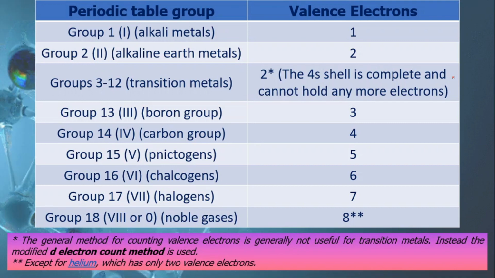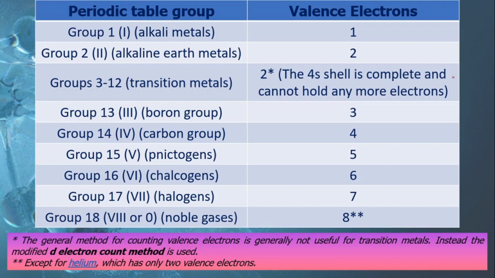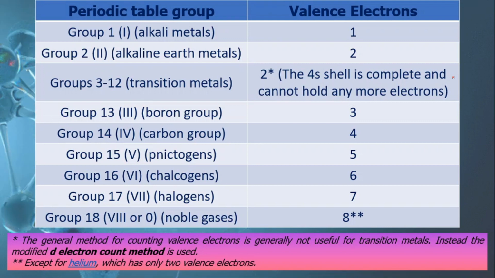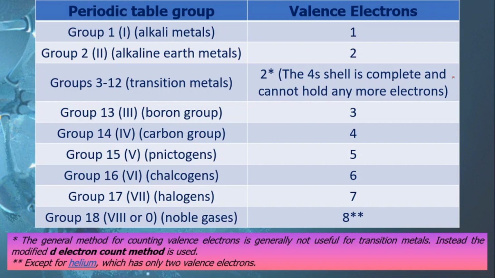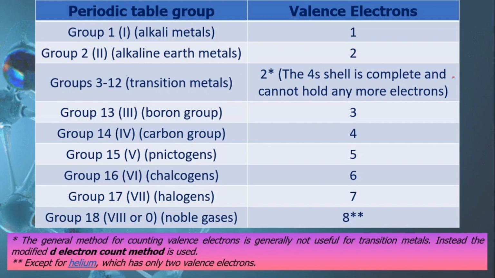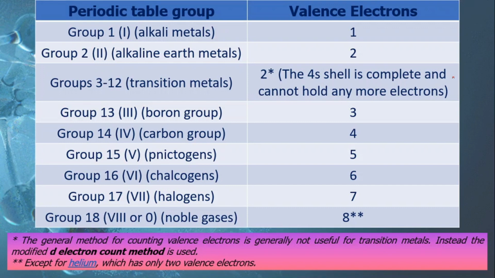Group 13 are the boron group, which holds 3 valence electrons. Group 14, the carbon group, 4 valence electrons. Group 15, the nitrogen group, valence electron of 5. Group 16, the chalcogens or the oxygen group, 6 valence electrons. Group 17, the halogens or the fluorine group or the salt-forming group, 7 valence electrons. And group 18, the noble gases, have 8 valence electrons.